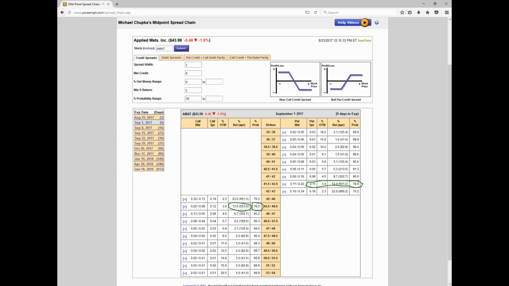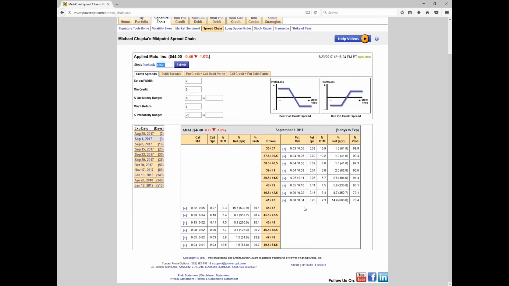Let's go one step further. I'm going to go ahead and go to the 2-point spreads very quickly for the same expiration. And now we're getting into 25-cent and 15-cent net credits. But of course the ROI is much lower because I don't go up exponentially. Meaning that by going from a 1-point spread to a 2-point spread with the same probability of about 78.6, 79%, my return based on the margin requirement drops from 12% to 8.7. My total net credit, though, did go up from 11 cents to 16 cents.